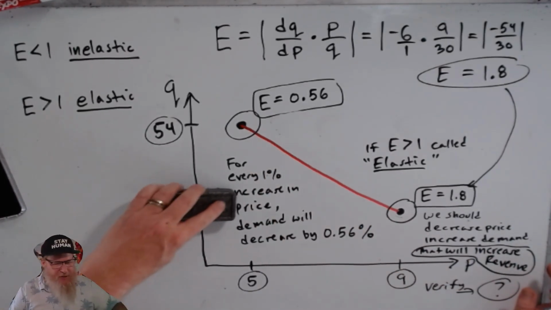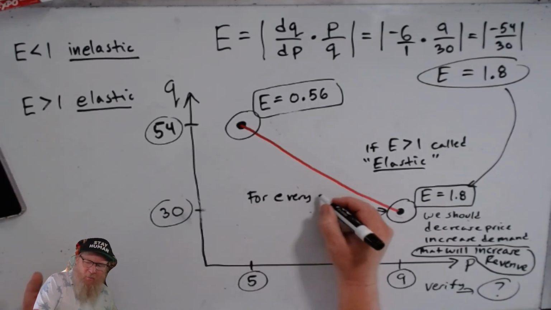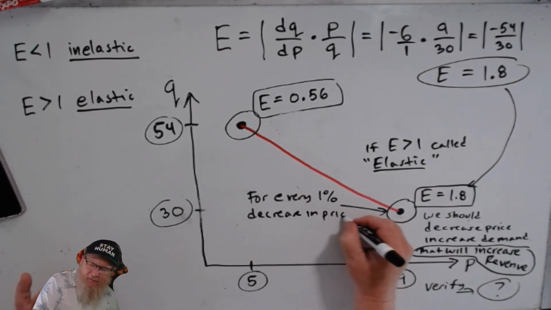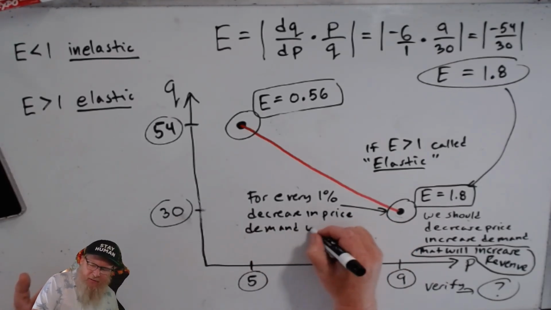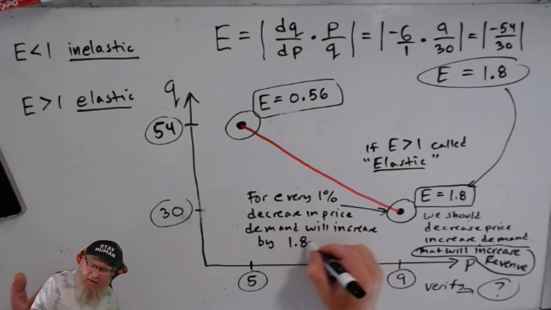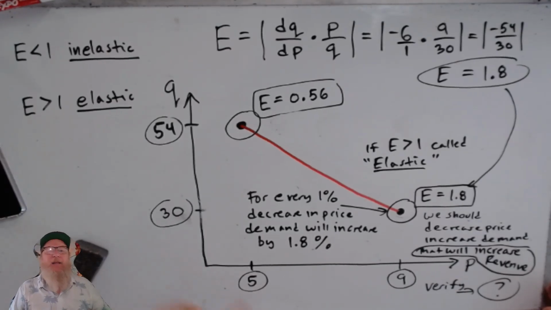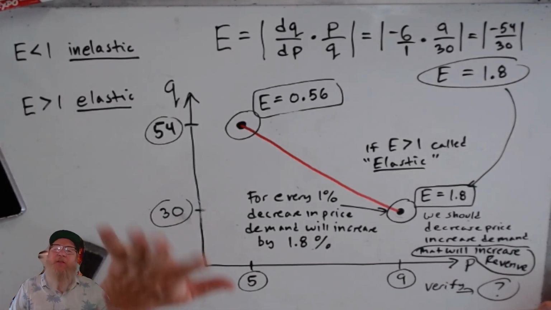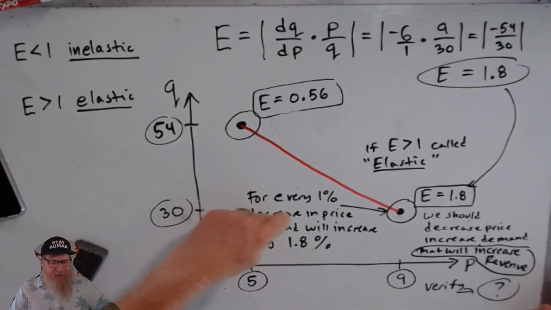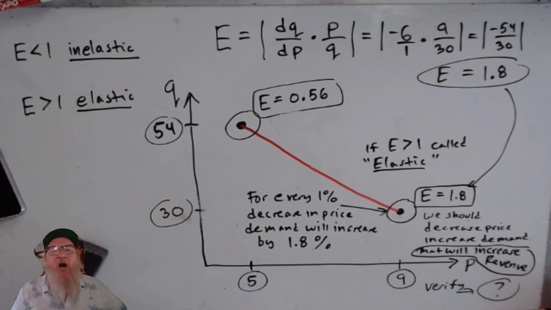Okay. In terms of the percentages, for this one, for 1.8, for every 1% decrease in price, demand will increase by 1.8%. That's the result of being elastic. Which, you think about it, that's pretty good. That's almost double. 1.8 is almost 2, right? And so I'm decreasing the price only by 1%. And you think of money, 1% is a penny for every dollar in price, right?